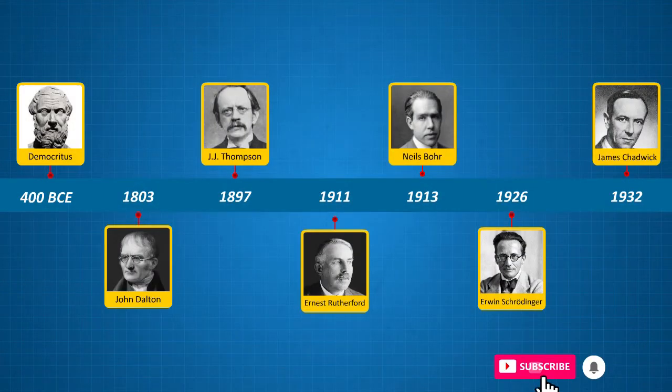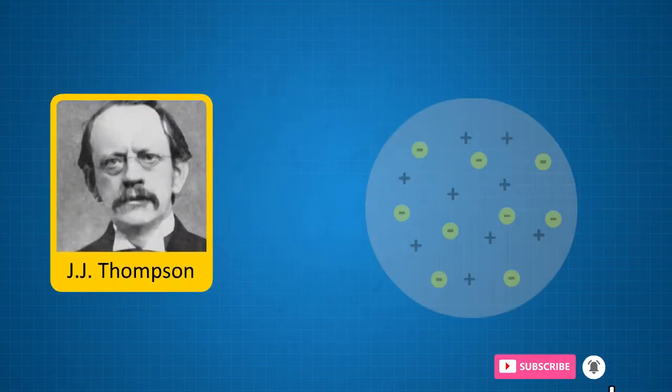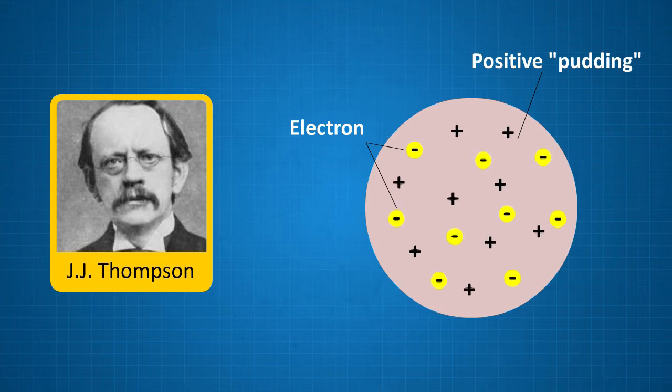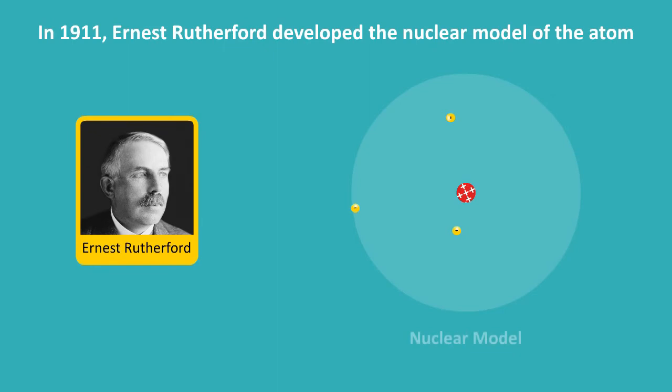After a few years, in 1897, J.J. Thomson was the first scientist to discover a subatomic particle, the corpuscle, which was later named the electron. In 1911, Ernest Rutherford developed the nuclear model of the atom.